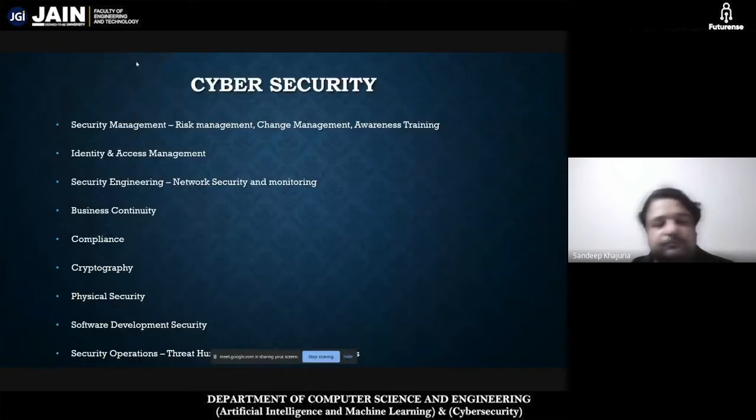Okay, next we come to cryptography. Cryptography is majorly with encryption and data storage and data management and everything, but it is slightly different from databases. Cryptography majorly deals with the confidentiality, integrity, and availability of the data.